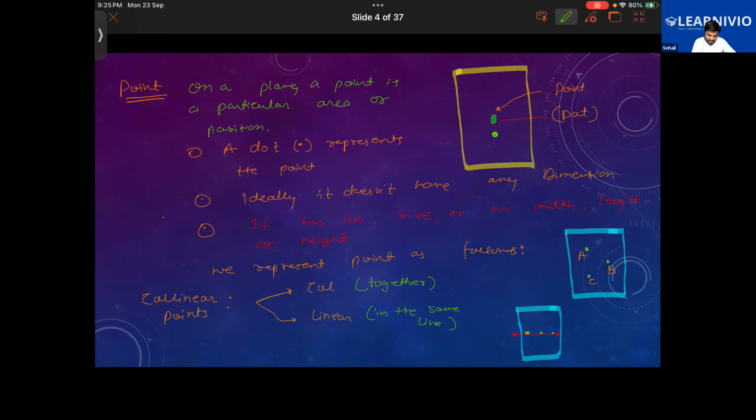Understood this now? So let me write the definition as well. If three or more than three points lie in the same straight line, then they are called collinear points. Okay, do let me know once you are finished.